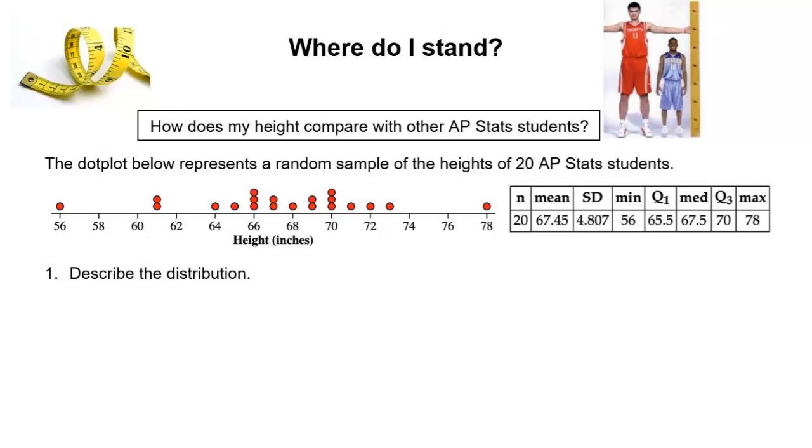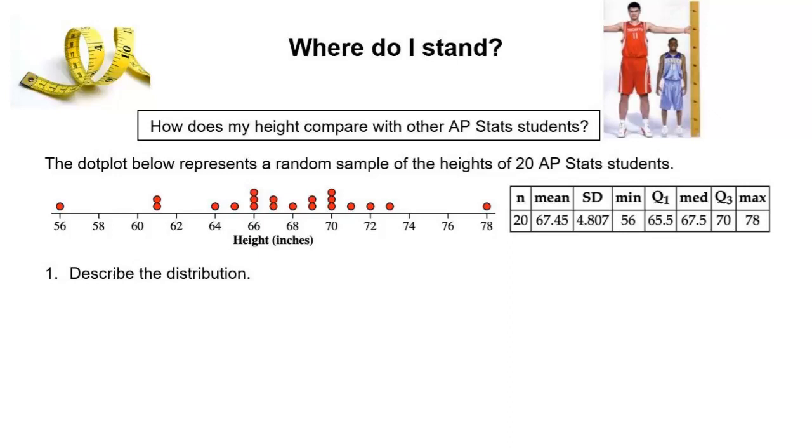I want to introduce you guys to a new type of visual representation for data, but we're going to start with an older piece. I want to describe this distribution. We're going to work on how your height compares with other AP students. This dot plot represents a random sample of the heights of 20 AP Stats students. So we've got the graph, and we have our summary statistics. How would you describe, using SOCS, this distribution?